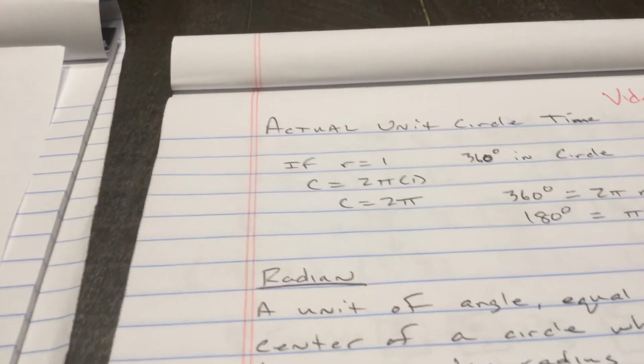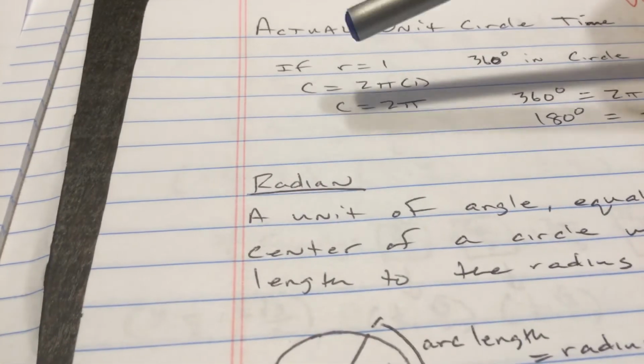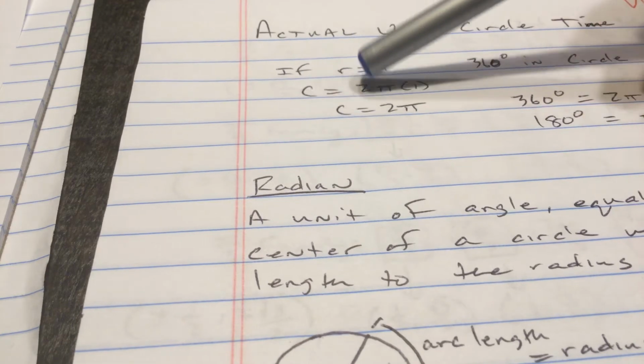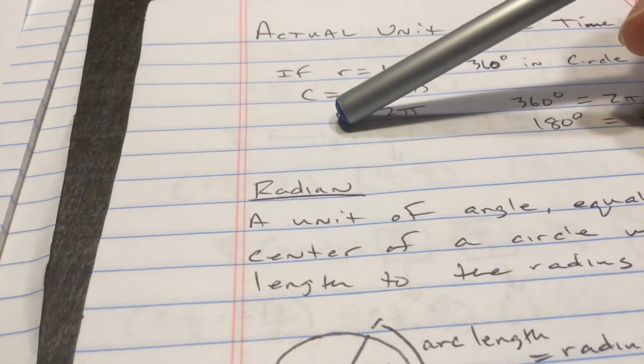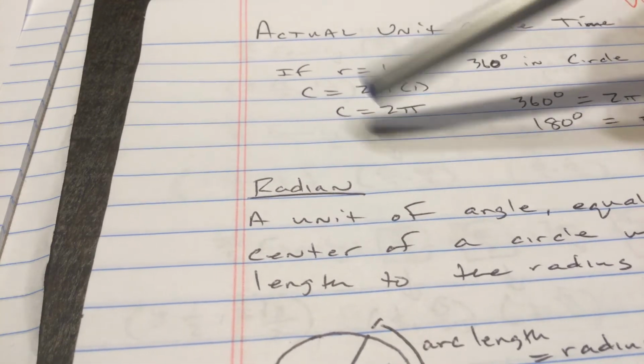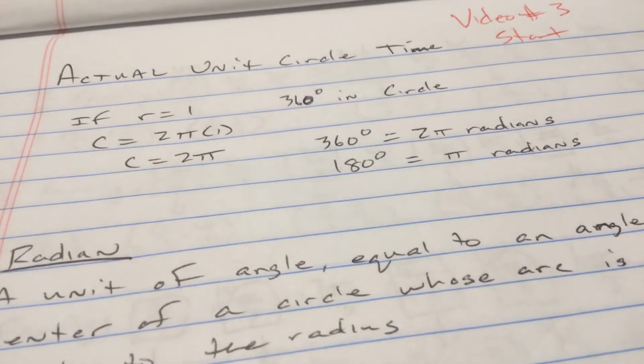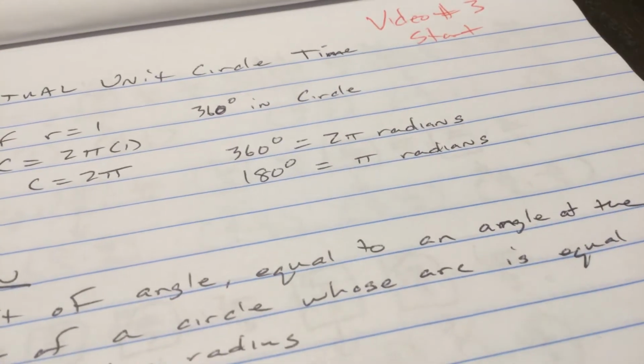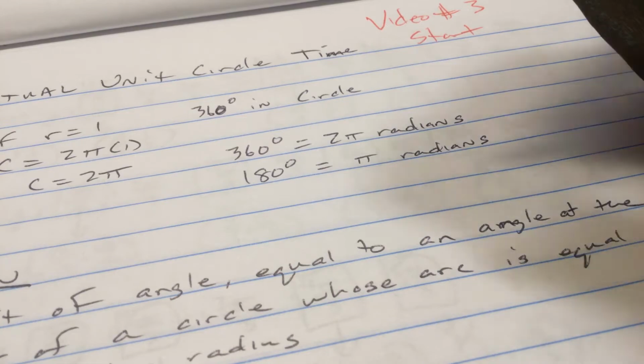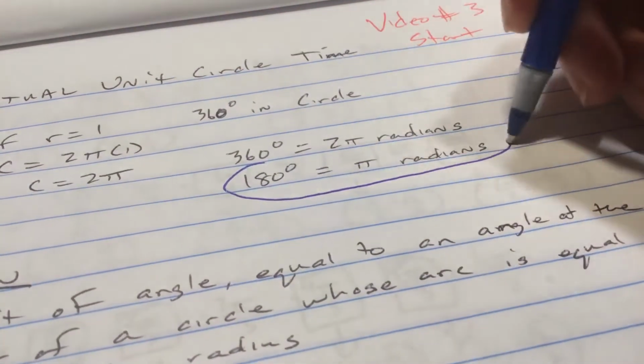All right, so let's say a radius is 1. You know from geometry that the circumference of a circle is 2 pi radius. So if a circle has a radius of 1, the circumference is 2 pi. You guys also know that there's 360 degrees in a circle. All right, this is fact. 360 degrees is equal to 2 pi radians. So 180 degrees is equal to pi radians.